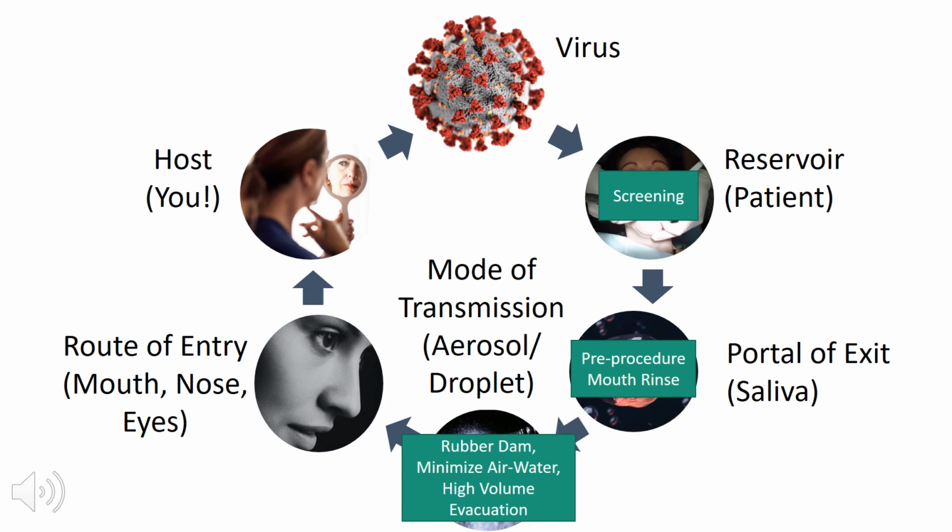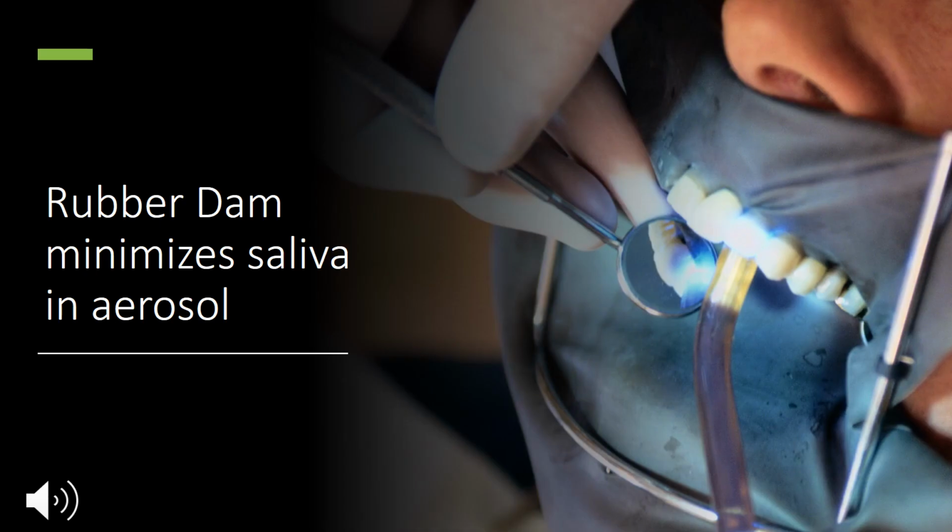Next on the chain of infection is the mode of transmission, which in this case is aerosols and droplets. Droplets are heavier, larger particles which typically settle quickly and within 3 feet of the treatment area. Aerosols, however, are much lighter and travel at least 6 feet away from the treatment area, and in some cases can travel up to 30 feet away from where they're generated. Using a rubber dam significantly minimizes the amount of saliva that is included in the aerosol generation.